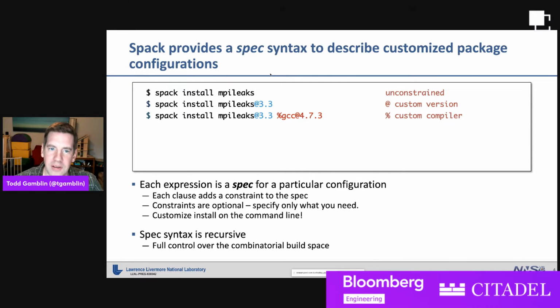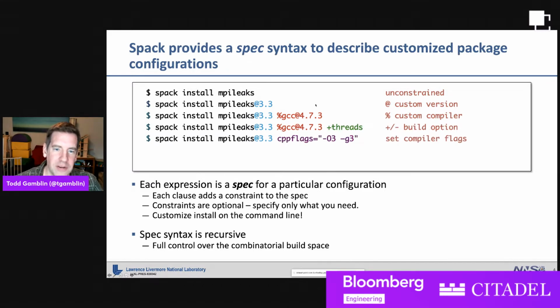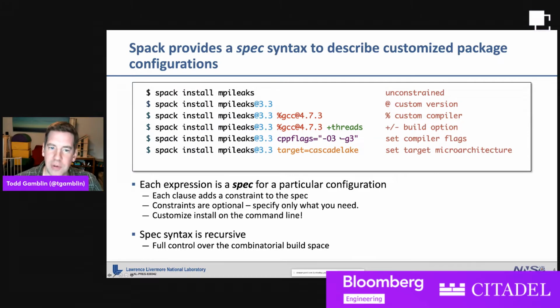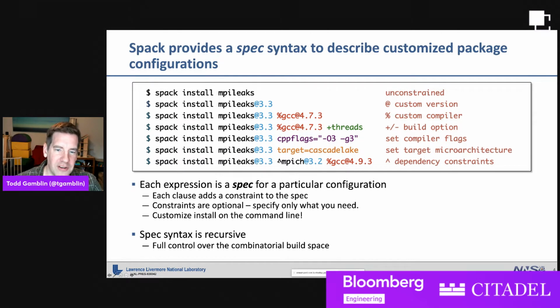You might also want to specify the particular compiler you want that thing built with, and the particular version of the compiler. You might want a build option for the package. You might want to inject some flags into the build so that these things are built with particular optimization flags. You might want to say that you want to build for a particular microarchitecture, and then you may want to constrain the dependencies as well. So for this, I might want to use mpich instead of OpenMPI as my MPI implementation. And so you have a lot of customizability over the build with this concise spec syntax that we use.